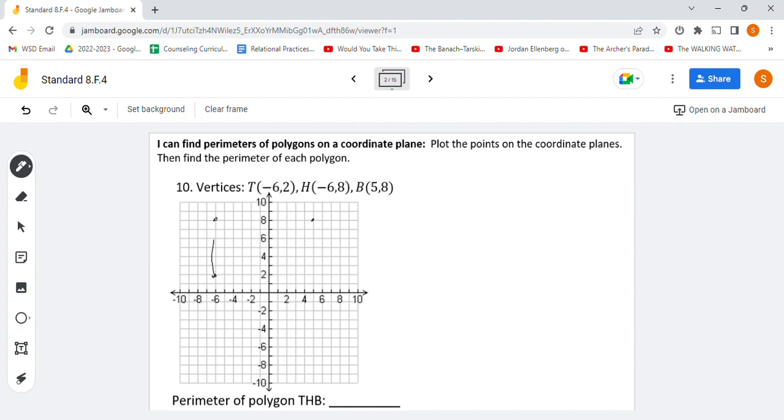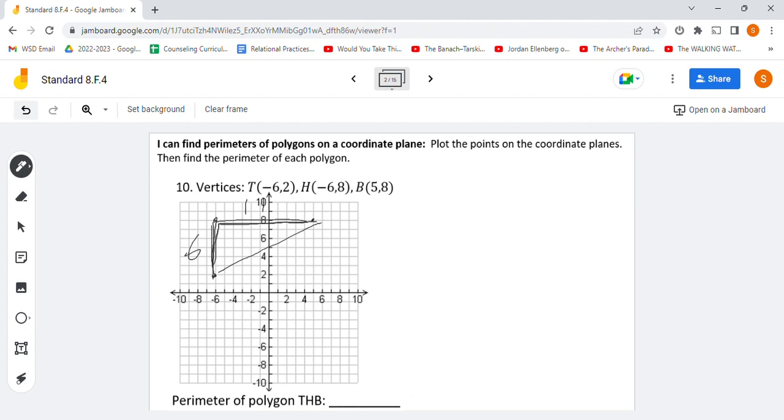So this gives us a triangle that looks like that. And we can see it's a right triangle with the right angle over here. And the edges right here on the left and the top are vertical and horizontal, so we don't even have to do anything except count for those. The left edge has a measure of 6, and the top edge has a measure of 11.